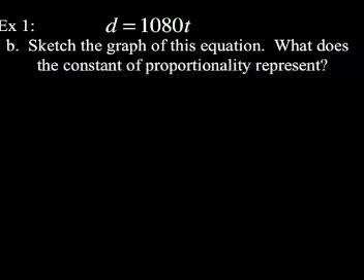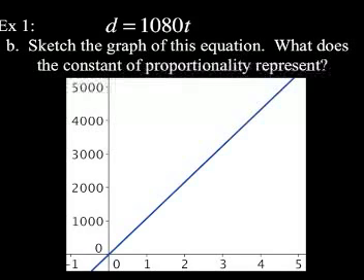The second part of this question is to sketch the graph of the equation. Then we are asked, what does the constant of proportionality represent? If we sketch the graph of this, d equals 1,080 times t, we'll get a graph that looks something like this. Notice the scales. On the x-axis we have only 0 through 5, and on the y we go quite a bit. And then the question is, what does the constant of proportionality represent? That represents the slope of this line, the 1,080.